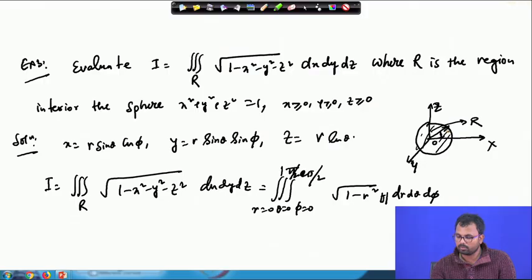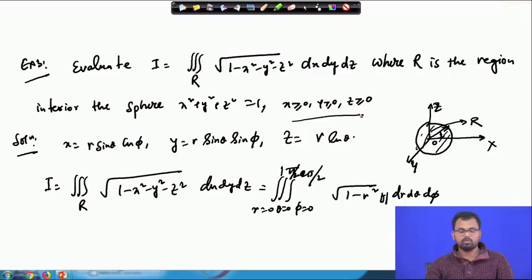So, we just made the problem a little more interesting by imposing these three conditions. If we impose these three conditions, that means x will lie in the first quadrant, y will also lie in the first quadrant, and z will also lie in the first quadrant. So, they are all lying in the positive side of the x, y and z axes, and in that case theta and phi will go from 0 to pi by 2. So, that's what we have written here.